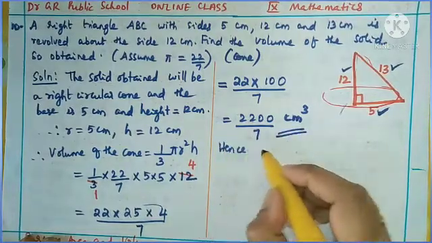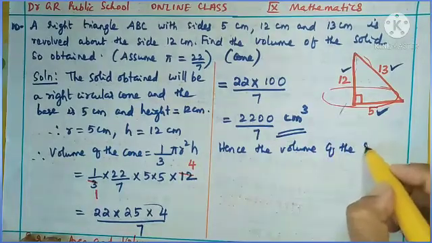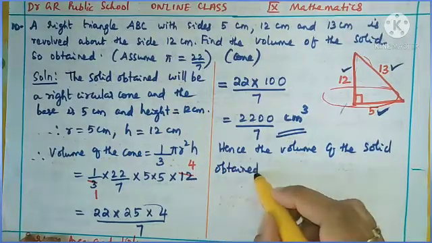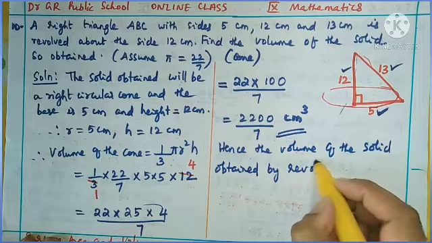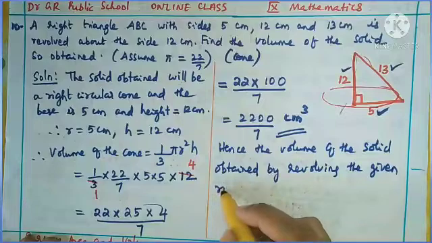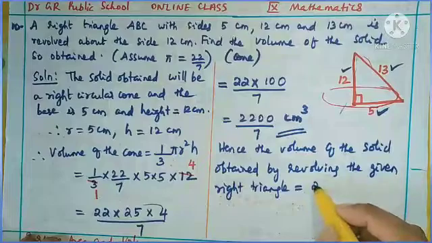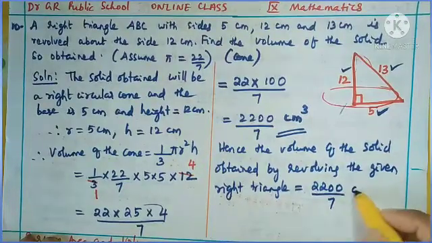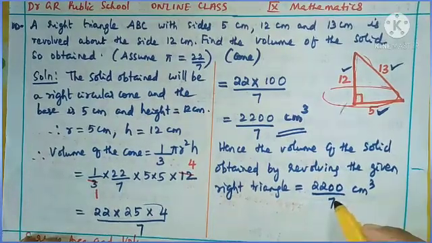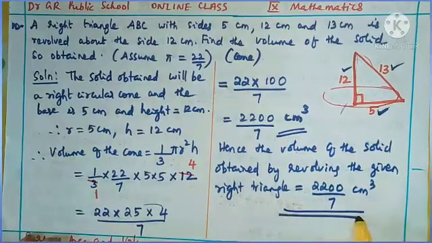Hence, the volume of the solid obtained by revolving the given right triangle is 2200 by 7 centimeter cube. You can divide this fraction and convert it into a decimal number also. That is also correct. So this is the required answer.